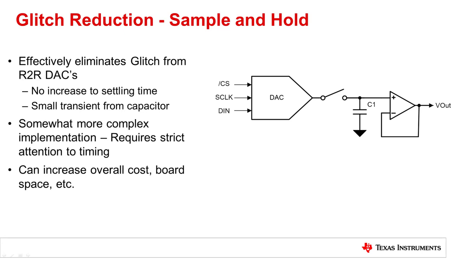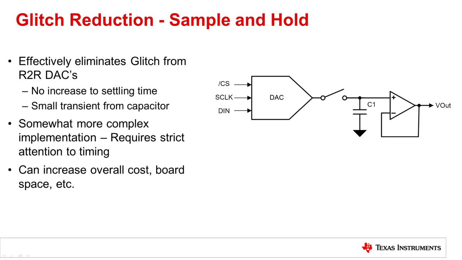A second and slightly more complex way to help with glitch reduction is to use a sample and hold capacitor and amplifier technique. This method calls for a few more external components, a little extra board space, in addition to requiring strict timing, but it can provide a better result, especially for larger transitions. Using an external switch and amplifier, the glitch from the DAC's internal switching can be completely removed and left with a small transient from the added sample and hold switch.